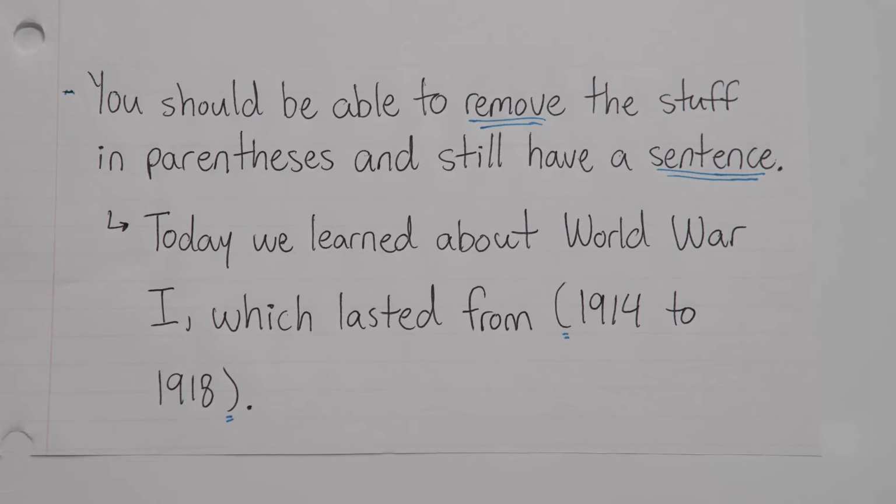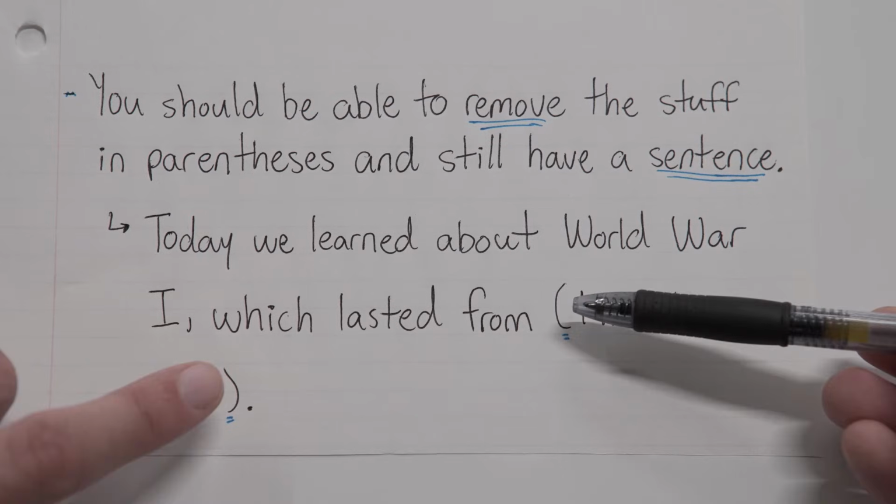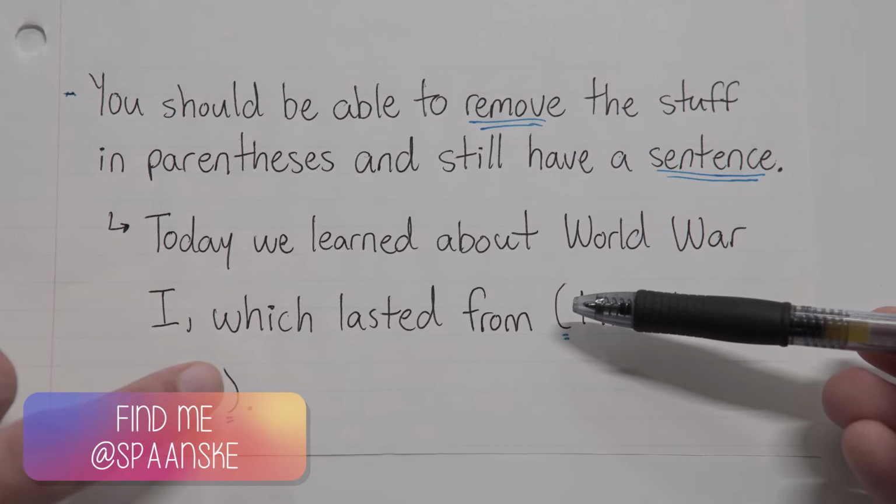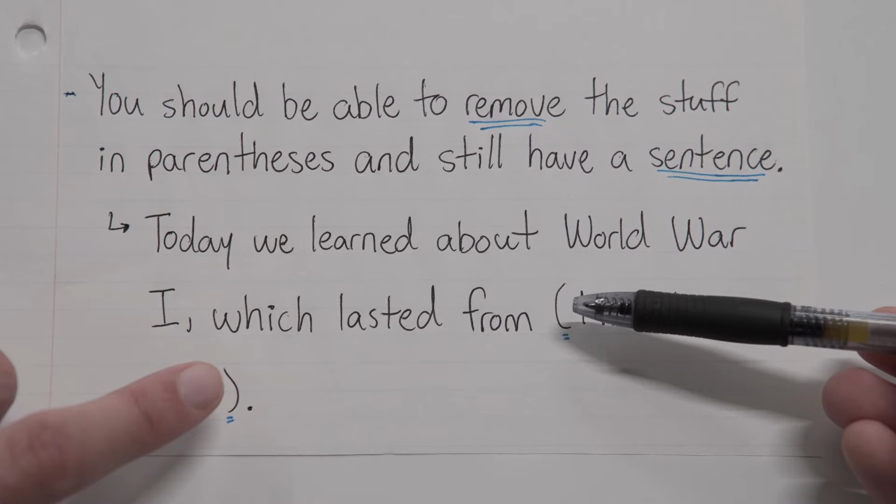Wrong. Look what would happen if we took the stuff in parentheses out of this sentence. What would the rest of it say? Well, let's read it. Today we learned about World War I, which lasted from... Yikes. Yeah, that would be wrong. The point I'm getting at here is that you can't just put parentheses around every date or every acronym or every page number that you see. You have to actually look to make sure that you can take away that stuff and still have a sentence.